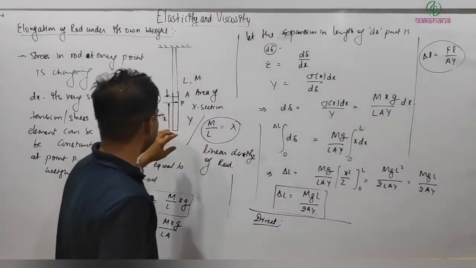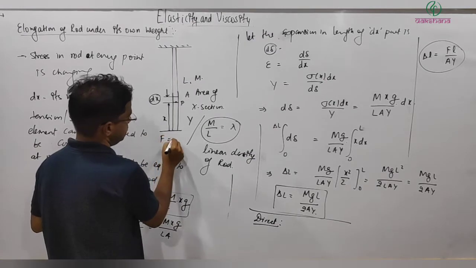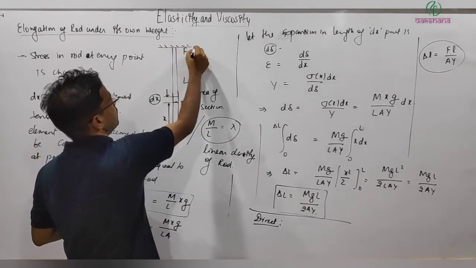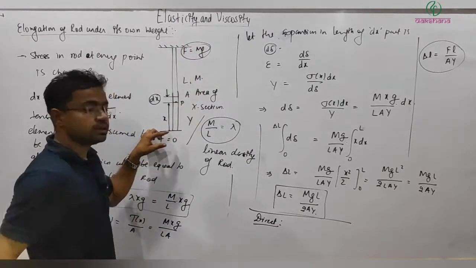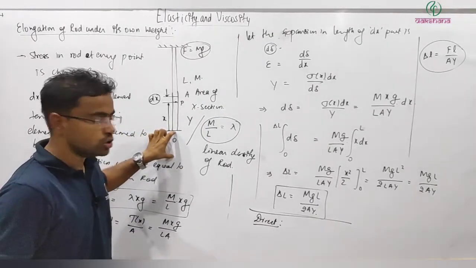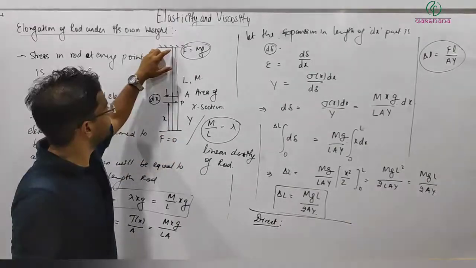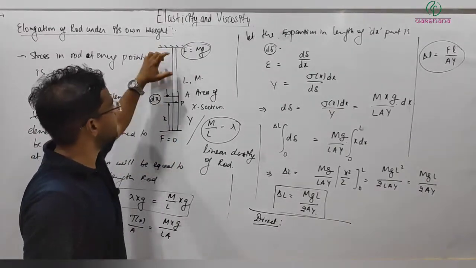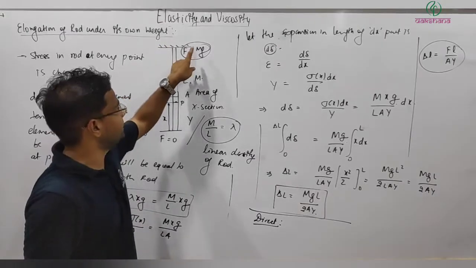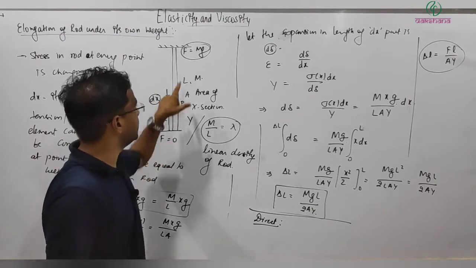But what is happening here is that it's changing continuously from 0 load here, F equal to 0, to F equal to mg. Do you understand it? At this lower end, because there are no hanging parts, there is no weight, so the tension will be 0. At the upper end, the total weight of the rod is hanging, so the tension at this point will be equal to the weight of this rod. So it's continuously changing from here to there.